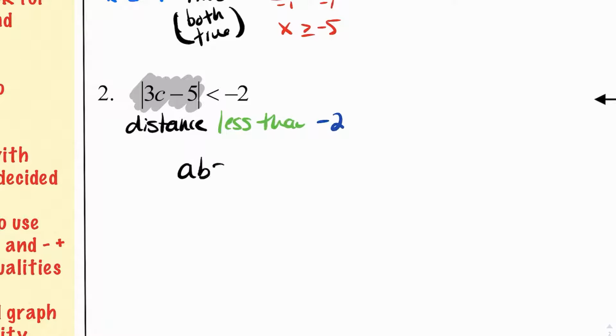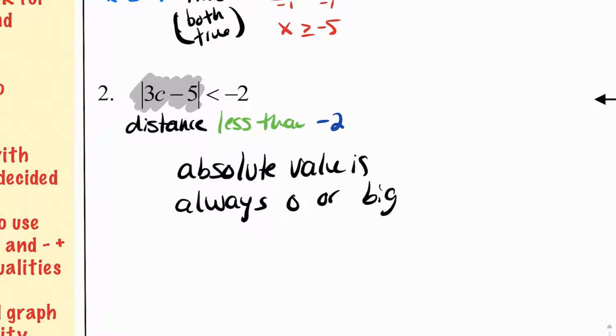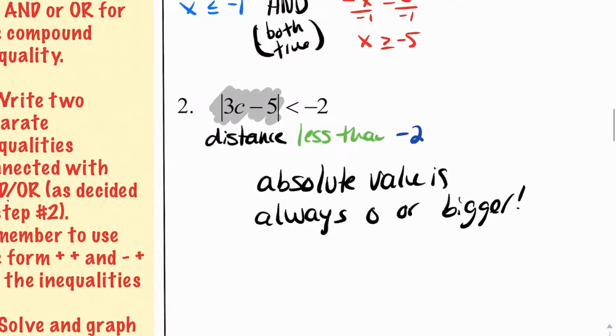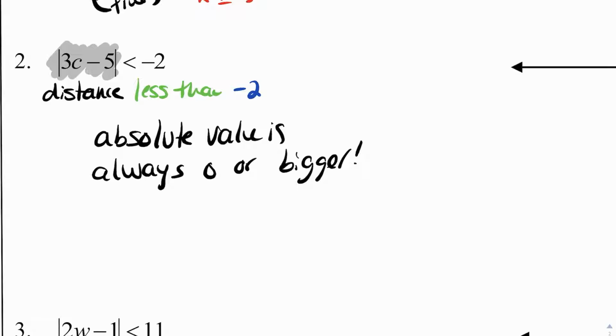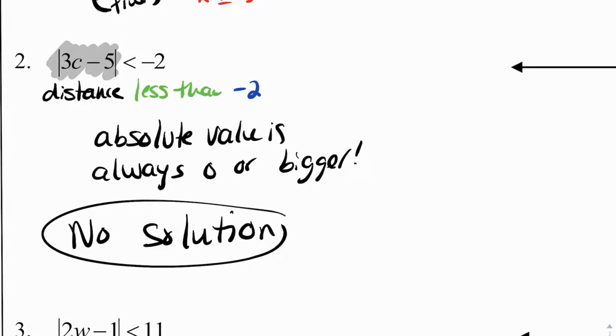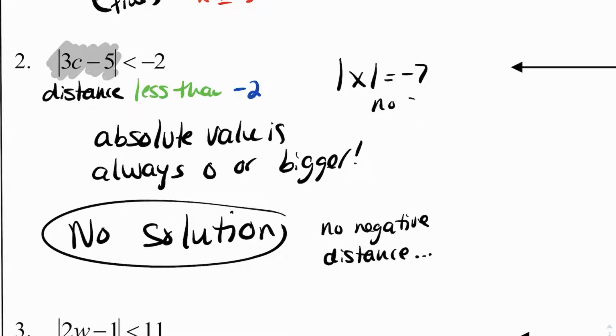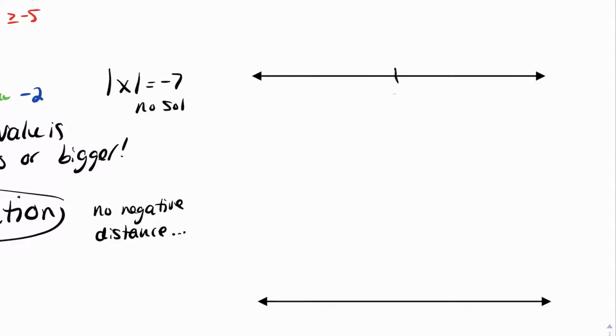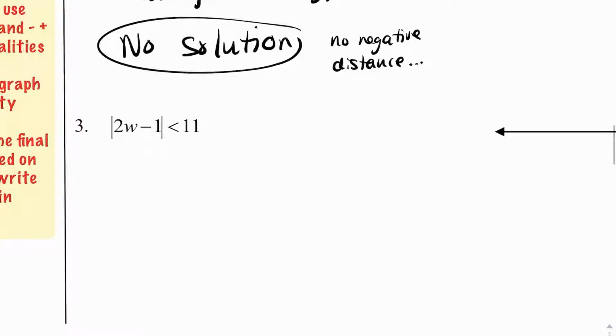We know absolute value is always 0 or bigger. So there's never going to be an absolute value that's less than a negative, because it can't be negative at all. Another way we could think about it is distance can't be less than a negative. There is no negative distance. That doesn't make any sense. So if there's no negative distance, how can I be less than a negative? So it's kind of a special scenario, very similar to when we have like an absolute value of x is equal to a negative. We knew that meant no solutions. So then on our number line, we simply just wouldn't shade anything in. There's no solutions.